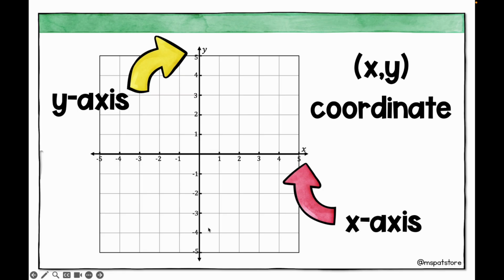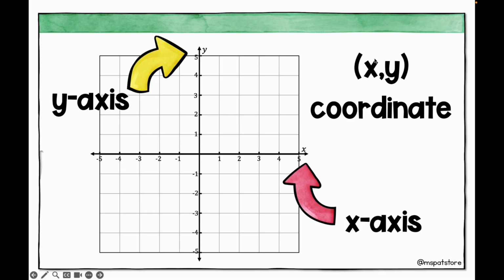As you notice, on this side we have the positive numbers, as well as going up the y-axis. And on the left we have the negative numbers, and down here on the bottom we have the negative numbers as well. This is called a coordinate.